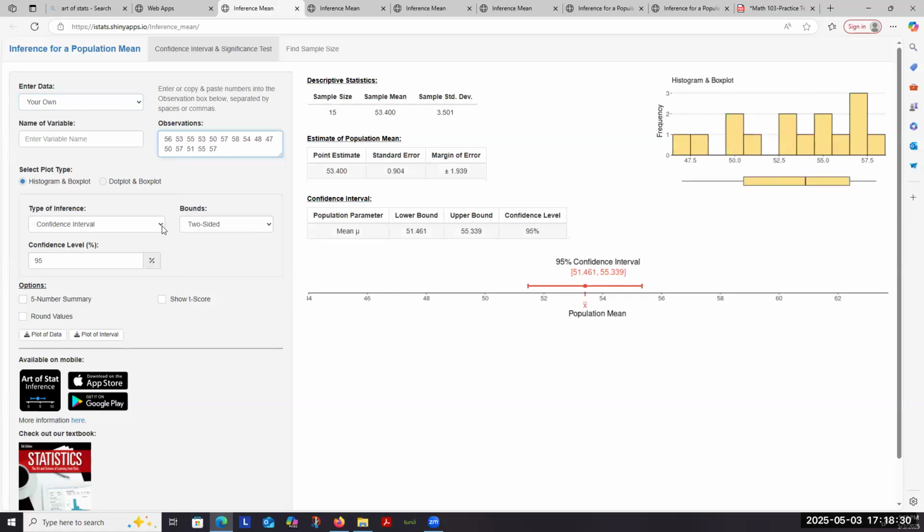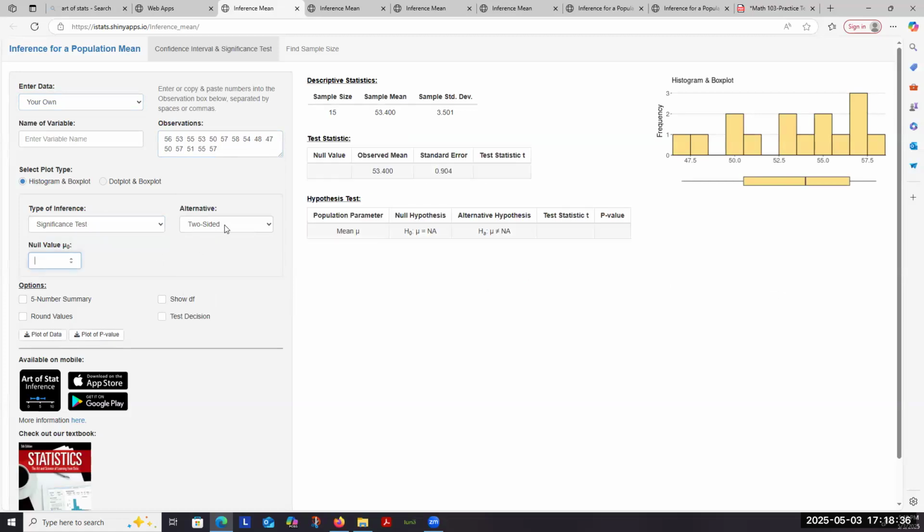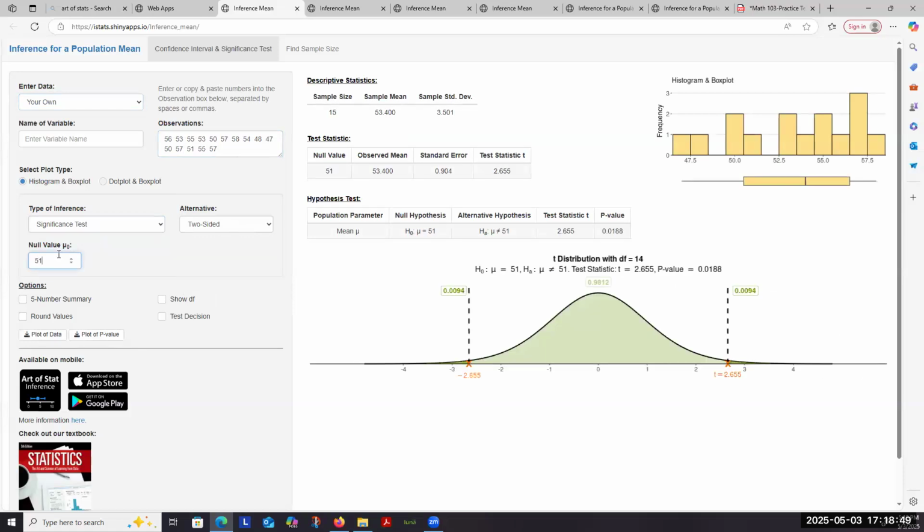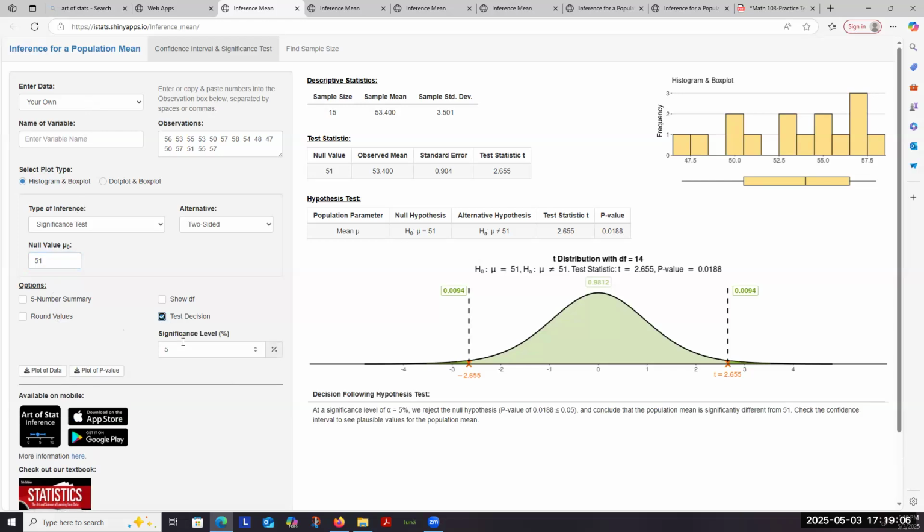So what else? We are going to find a significant test. It's not equal to, so it's a two-sided. The value for the null hypothesis is 51 cents. Okay, so that gave you 51 cents. Then it's not equal to, so it's going to be two-sided. And that's it. The alpha is 5%. Okay, put the test result. That's it. It's 5%.